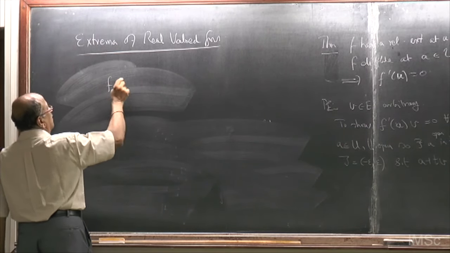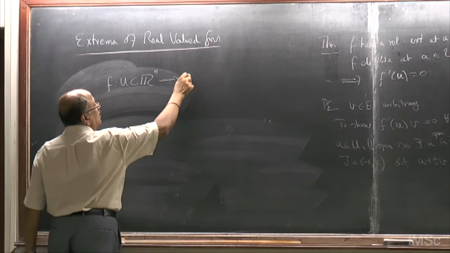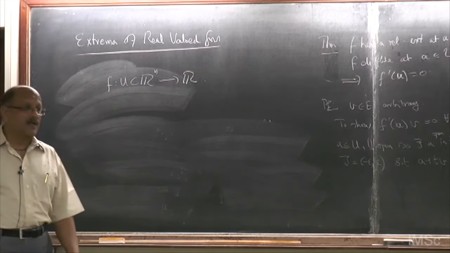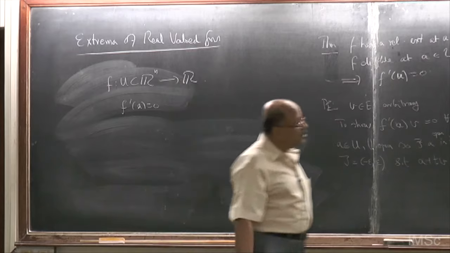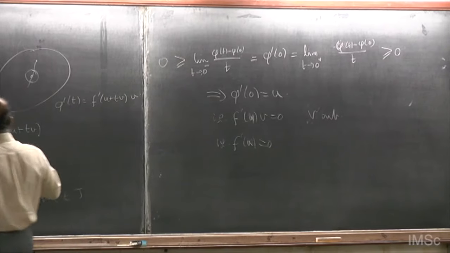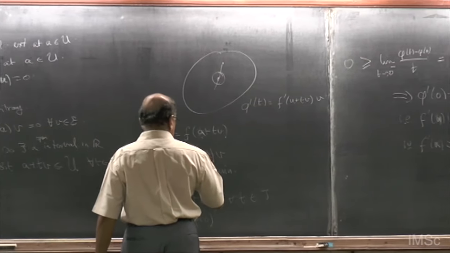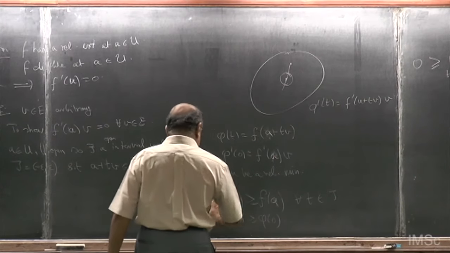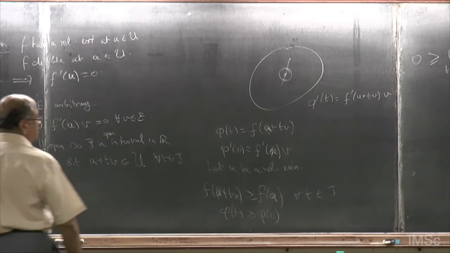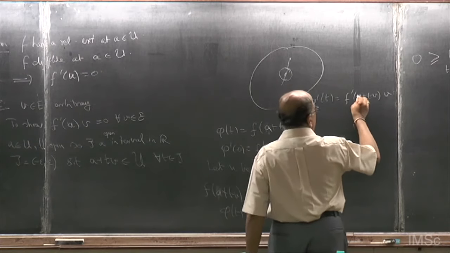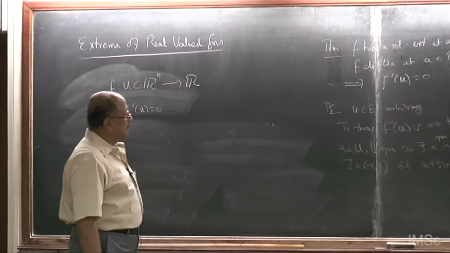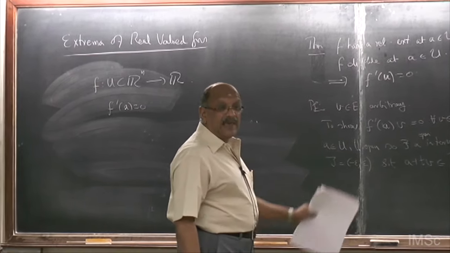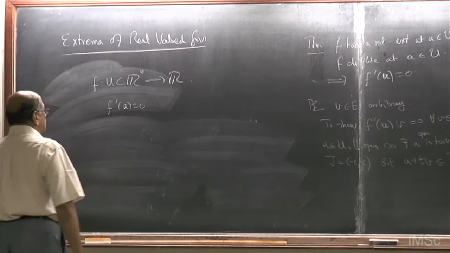So, if f is from u contained in Rn going into R, what do you mean by saying f dash of a is 0? Oh, I have put u there, sorry. Sorry for this, okay. It is A everywhere. So, what do you mean by saying f dash of A?